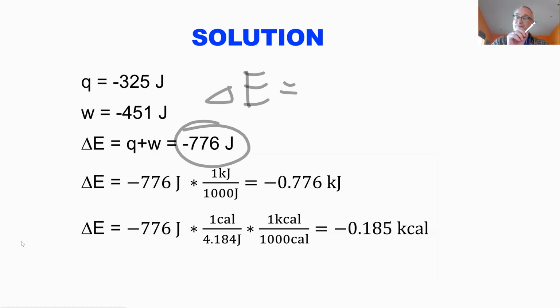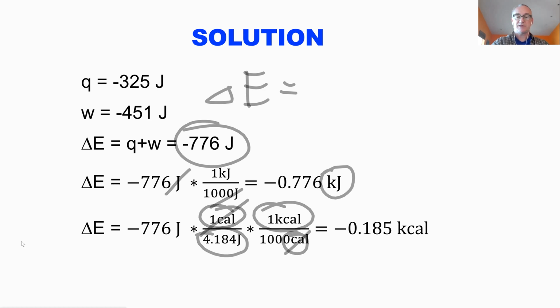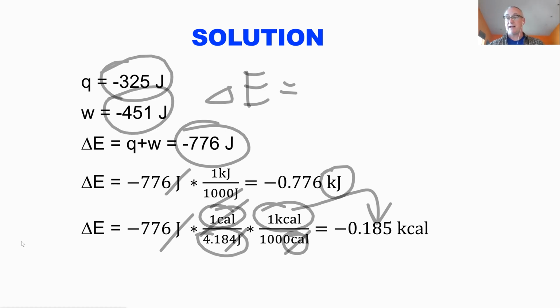Now again, on a test, please do it this way because when you divide, you run into all kinds of problems. So this way, my joules go away and I'm left with kilojoules. Same thing for converting to calories. If I want calories, I'll put calories on the top. I'll put joules on the bottom. And then if I want to finish with kilocalories, I'll put kilocalories on the top and calories on the bottom. So calories go out, joules are left out, and the unit I have left is kilocalories. And they're all negative because Q is negative, W is also negative, and I always add Q and W together.